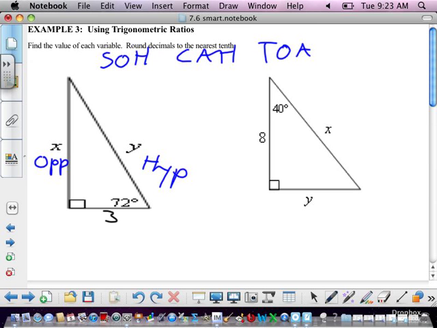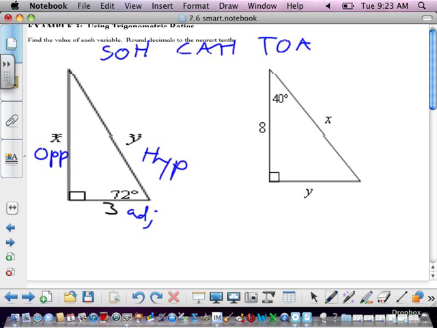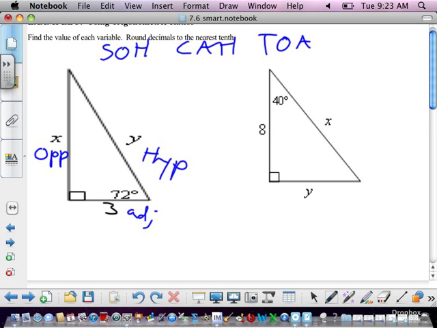And 3 would be what? See this whole thing? Adjacent. Okay. So, what do you want to find first? X or Y? Let's find X because it's alphabetical. Okay? All right. So, if we're looking at X, what other number do I have? I have adjacent. So, if I have opposite and adjacent, which one do I use?